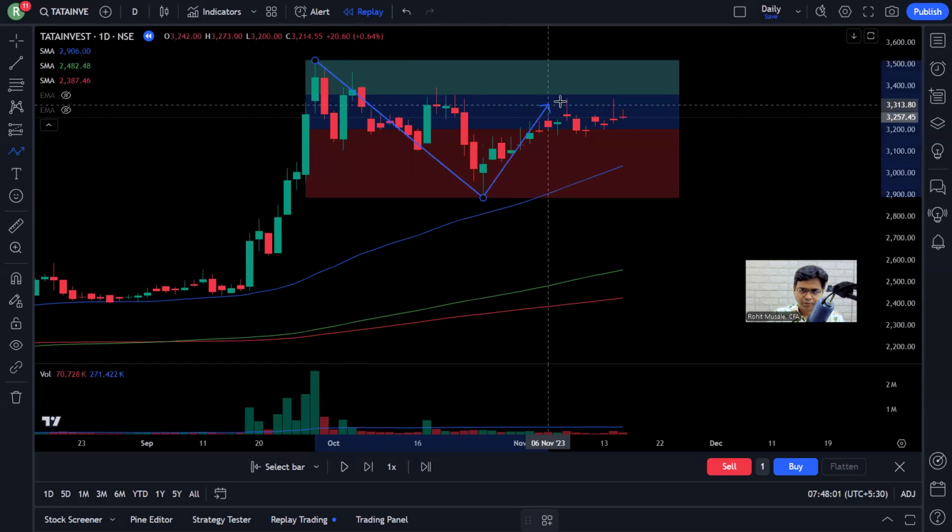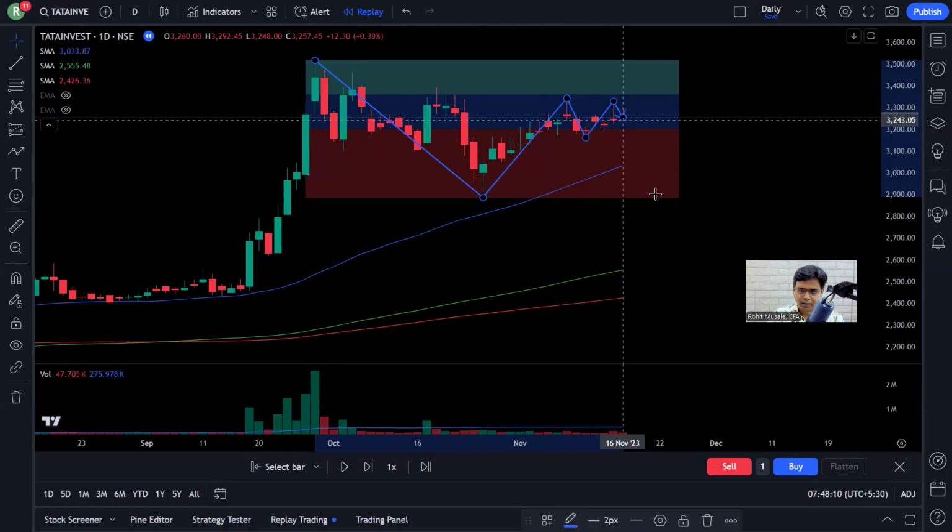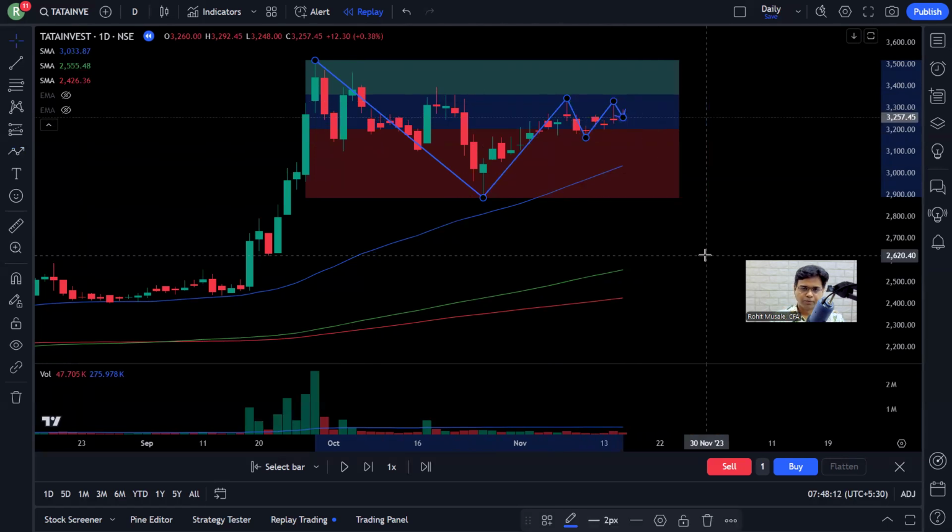Point 1, point 2, point 3, point 4, point 5, and point 6. Okay. So there are 6 points in the base. I look for minimum 4 points in the base. So there are 6 points in the base, which means this base is eligible. Technically, this stock is strong.